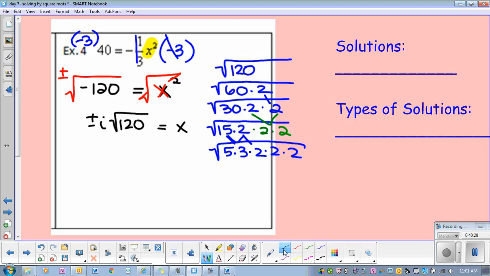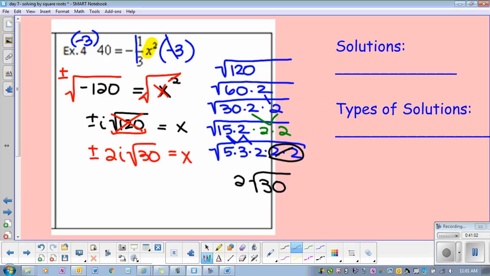So I have one group of 2's. Any other groups of 2 that are the same? No. Alright, so then that 2 comes out. What stays in? 5, 3, and 2. 5 times 3 times 2 gives me 30. So then basically this replaces this guy. So now I have plus or minus 2. What was already outside? i root 30 equals x. Okay?